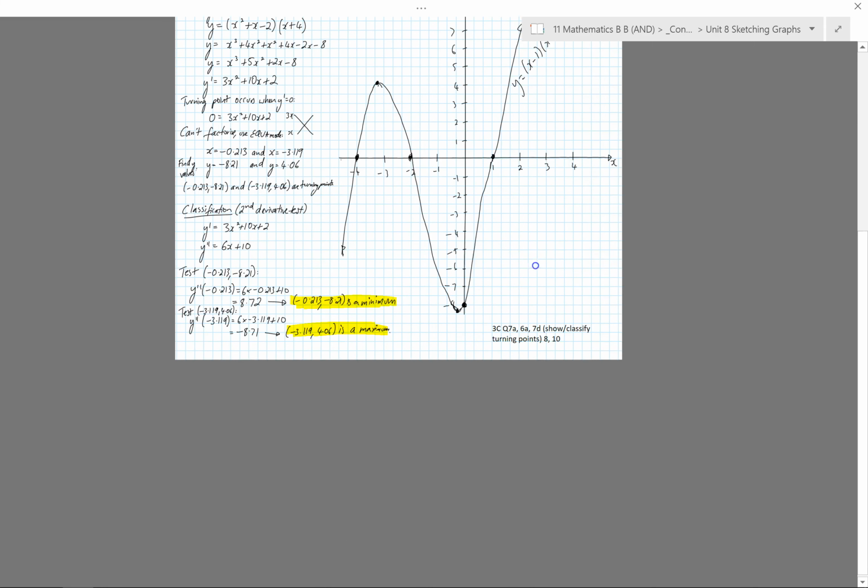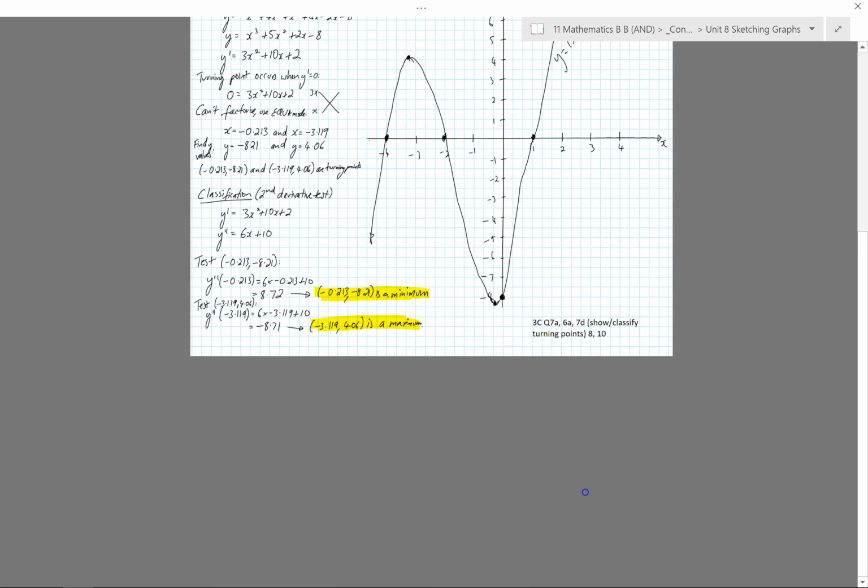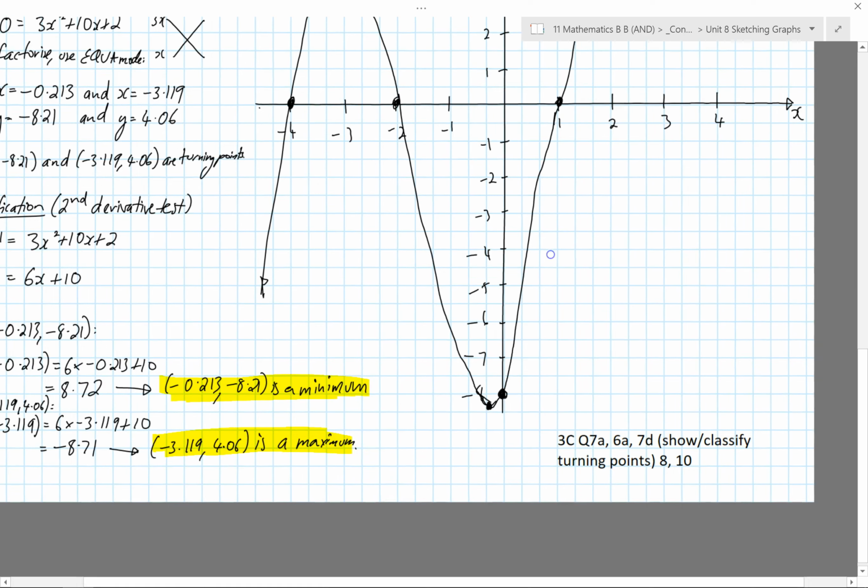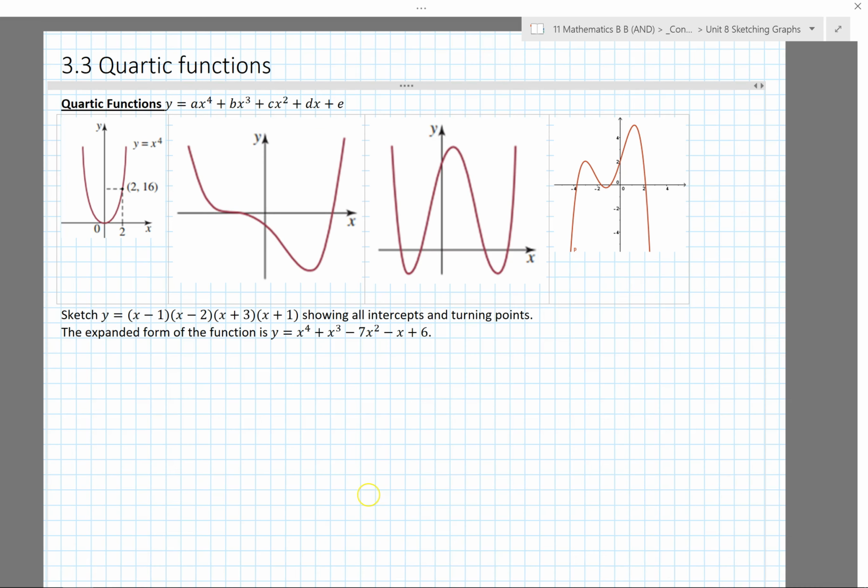Okay, to practice some cubics, there's a whole heap of practice ones in 3C for you to practice that skill. Okay, and now on to quartics. Okay, quartic functions, as they say, ain't nothing changed but the game.